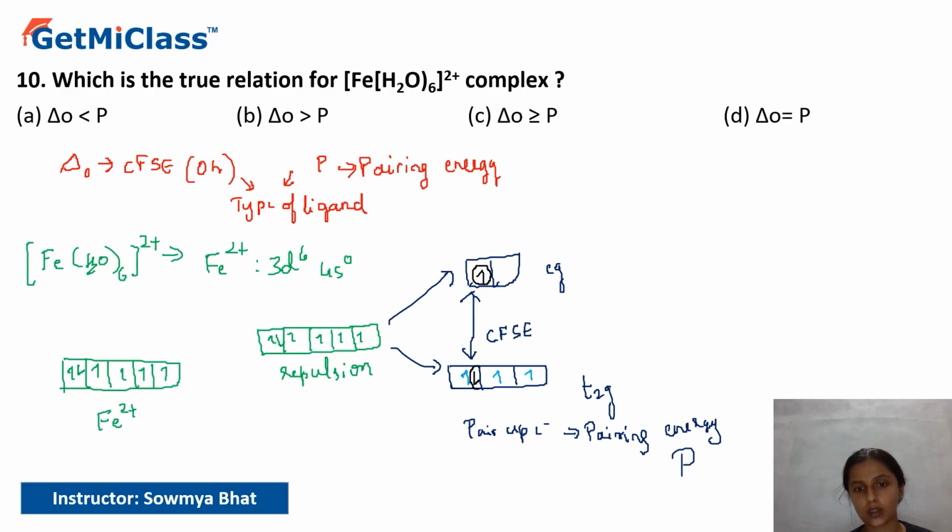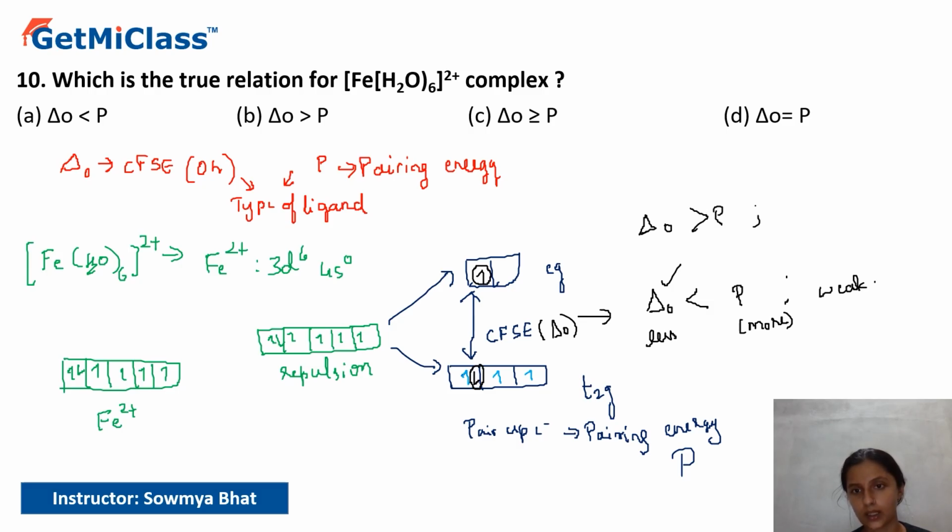These two options depend on the difference between the CFSE, that's delta O, and the pairing energy. If delta O is more and P is less, then electrons will choose the pairing path. That depends on the ligands. If the crystal field stabilization energy is less, then the electrons are going to jump to the higher level. This is the type of ligand which is weaker. The other option is delta O greater than the pairing energy, so electrons are going to pair up. This is in the case of strong ligands.